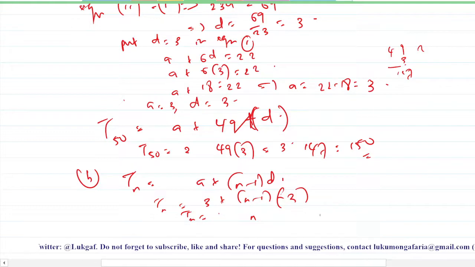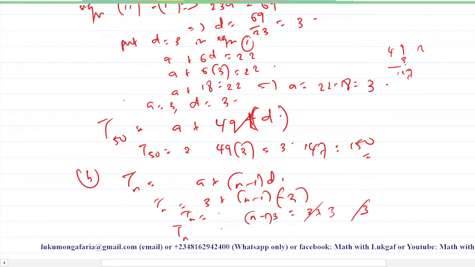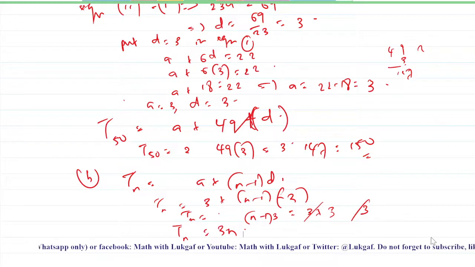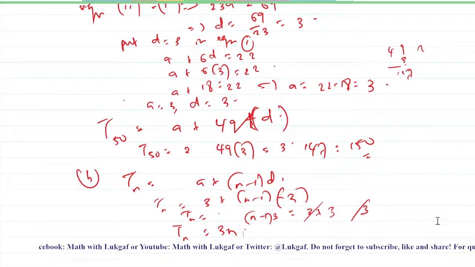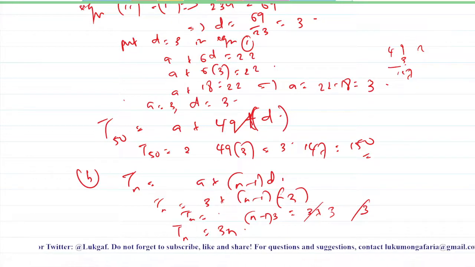Then you have 3 plus 3n minus 3. You can see that this actually cancels this. Then you have your Tn to be 3n. You can see it is very simple. So that is that. Let me give you another example as the last example. That is also not difficult to do.